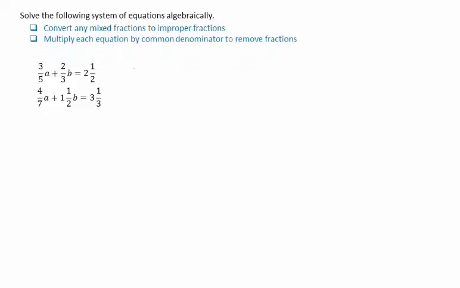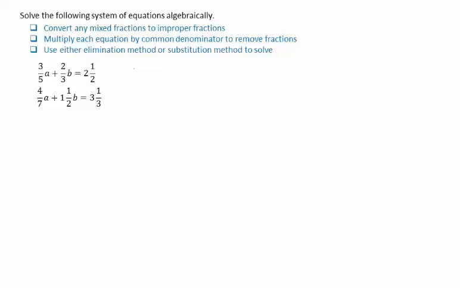Solve the following system of equations algebraically. For this system, the coefficients and constants are all fractions. First, convert any mixed fractions to improper fractions. Then multiply each equation by a common denominator to remove the fractions. Finally, use either the elimination method or substitution method to solve the system.